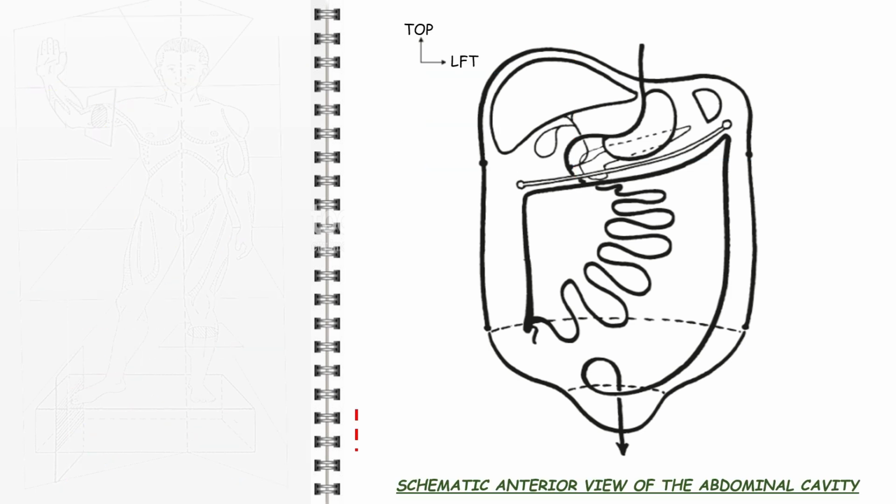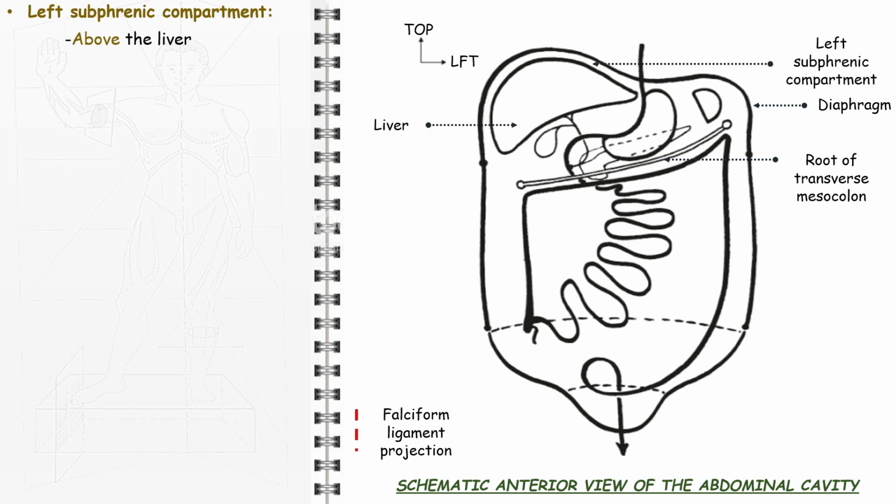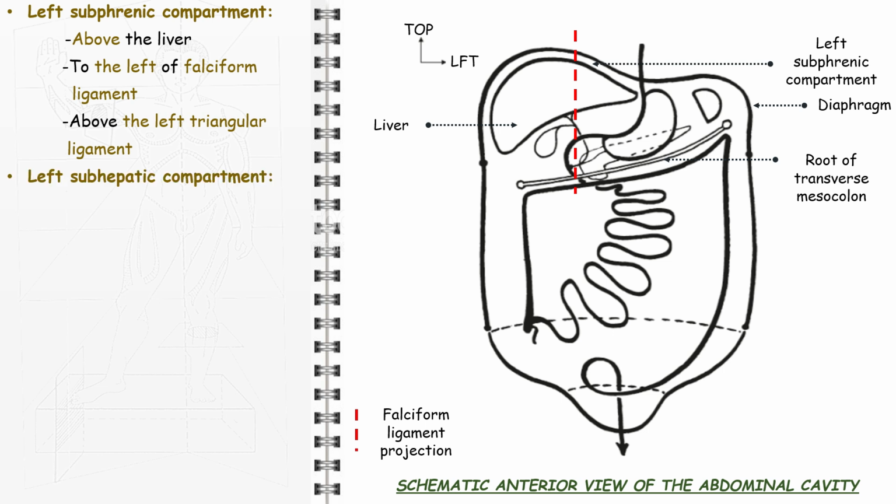Remove the hand and now place it above the liver to the left of the falciform ligament and push backwards. Your fingers are prevented from going further by the left triangular ligament and are in the left subphrenic compartment. The fourth subdivision of the supracolic compartment is the left subhepatic compartment, a term not often used, because it is in fact the lesser sac.